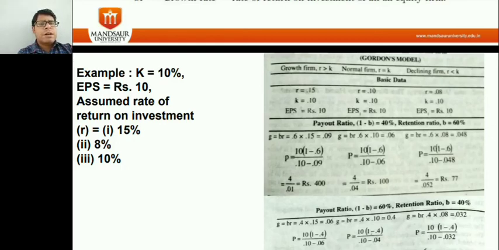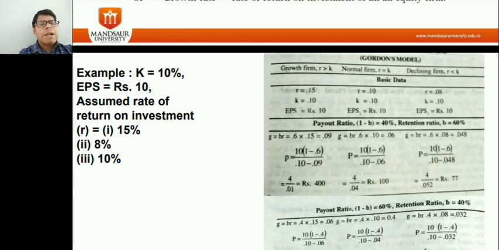One more thing we need to understand is G equals BR. In BR, B is the retention ratio, that is 60%, and R is the rate of return, that is 15%. So 60% into 15% is 0.09. You can see this in the solved illustration for the growth firms. Now for the normal firms, BR equals 0.6 into 0.1, because in normal firms the rate of return is 10%, and for the declining firms, BR equals 0.6 into 0.08, where 0.08 is their rate of return.